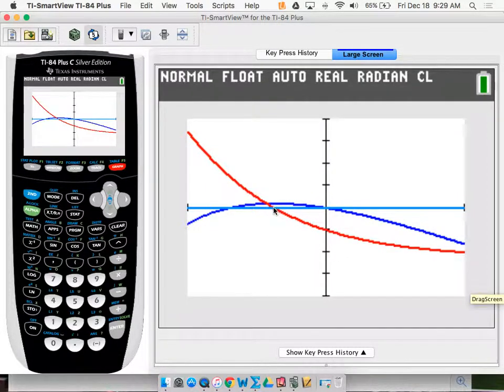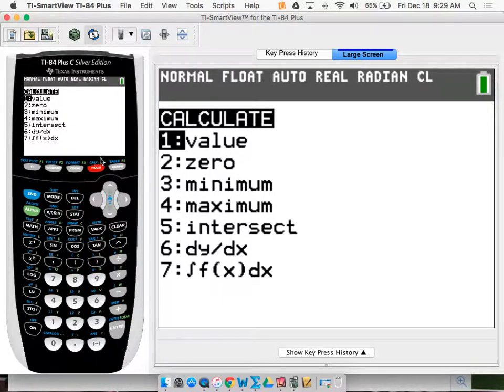Okay, what I want to do is figure out exactly what this value is. I want to see where the red line intersects with y equals 0. So that's going to tell me where my derivative equals 0. So you're going to hit second, trace, which is up here next to the graph button. That's going to bring up your calculate menu. And you're going to go down to number 5 for intersect. Okay, and then hit enter.